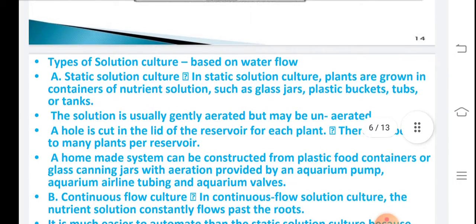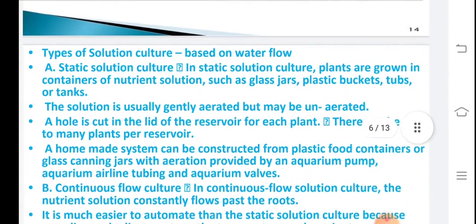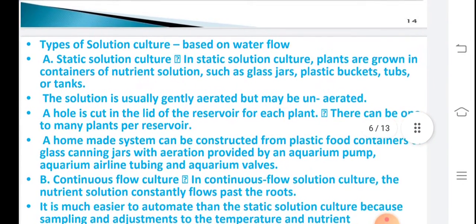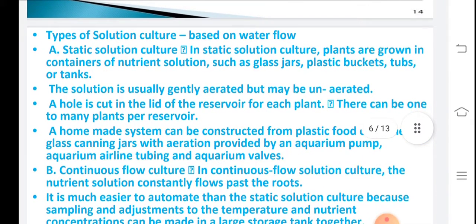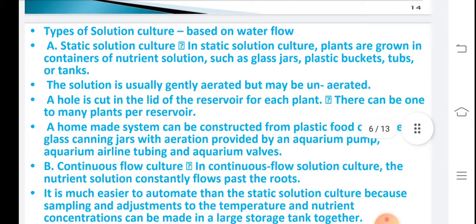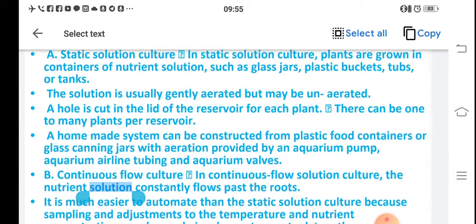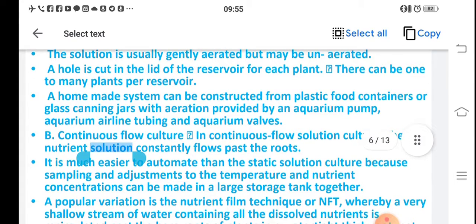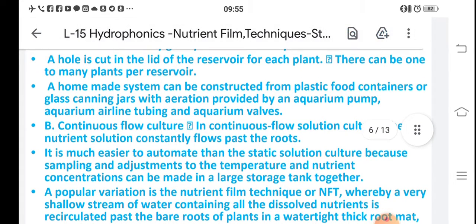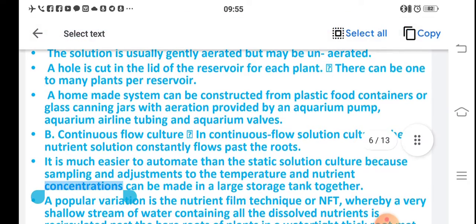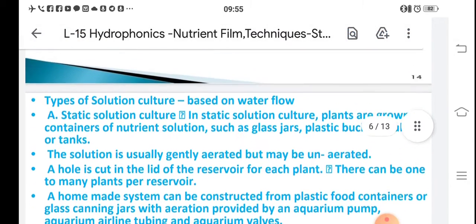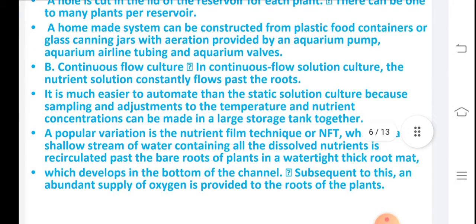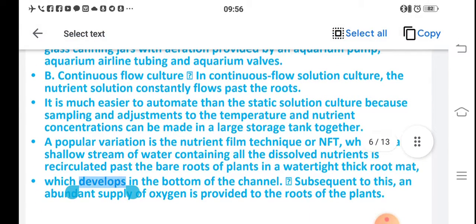Second point, the static solution culture: there are containers for the nutrients such as glass jars, plastic buckets, tubes or tanks. Solutions are gently aerated but may be unaerated. A hole is cut in the reservoir and the system is applied. In a homemade system, plastic food containers or glass containers may be used. Then the second point is the continuous flow system.